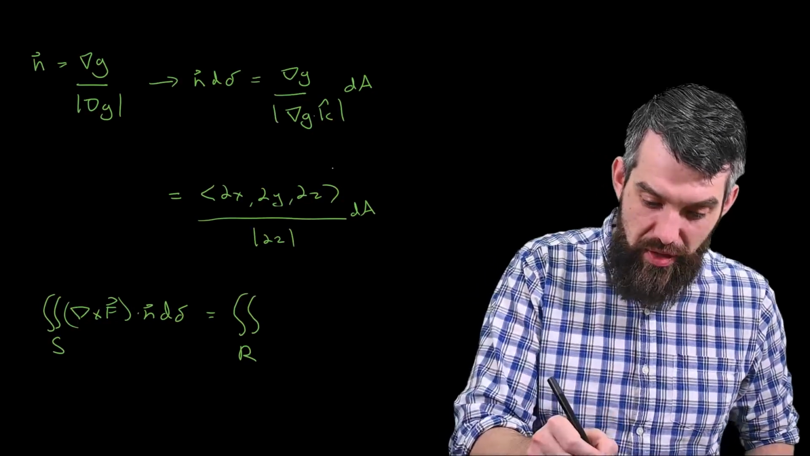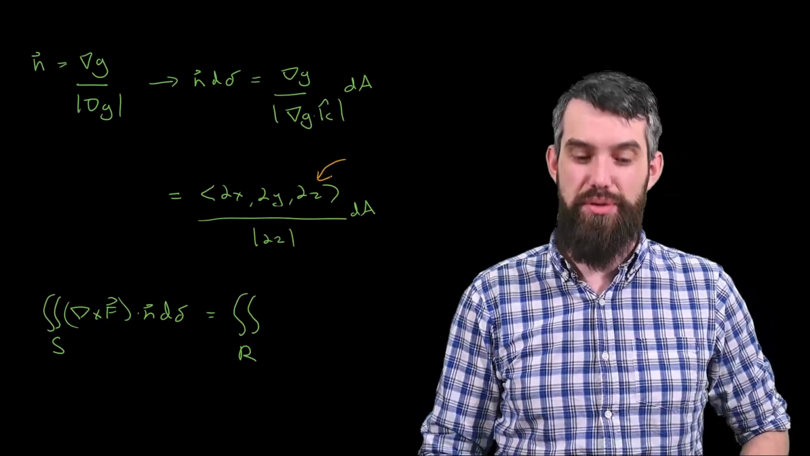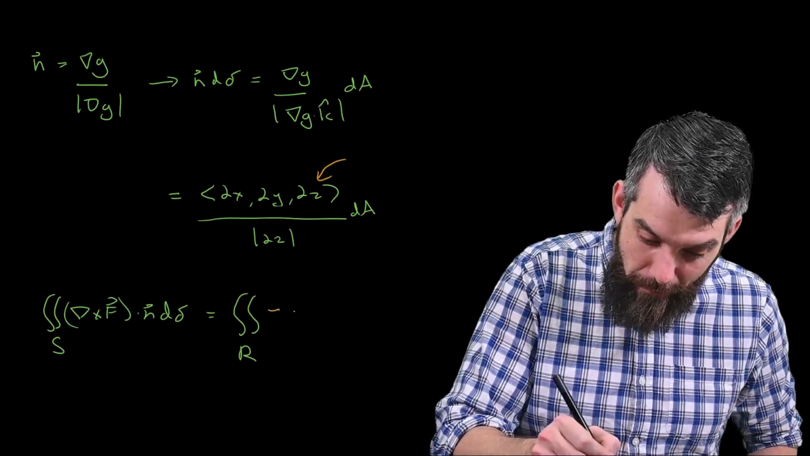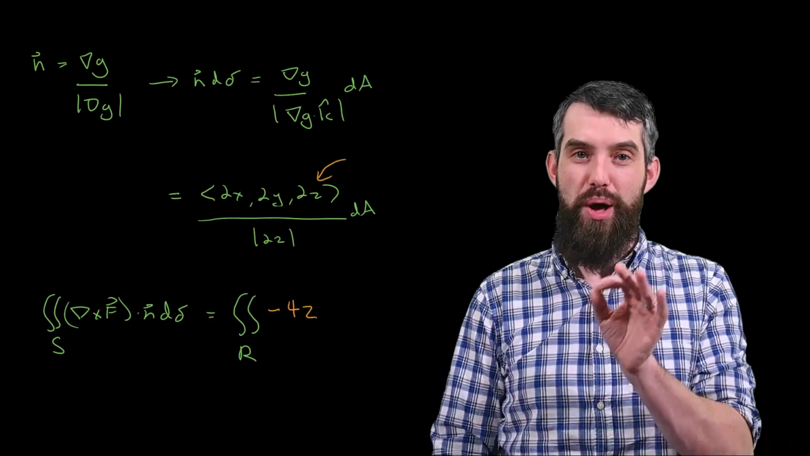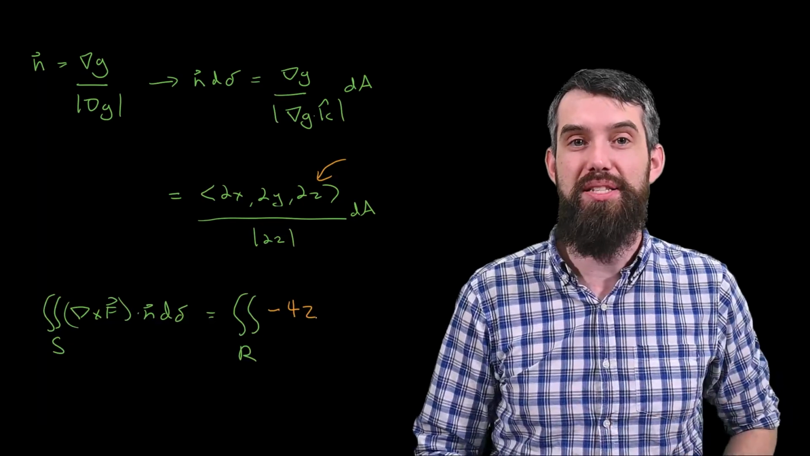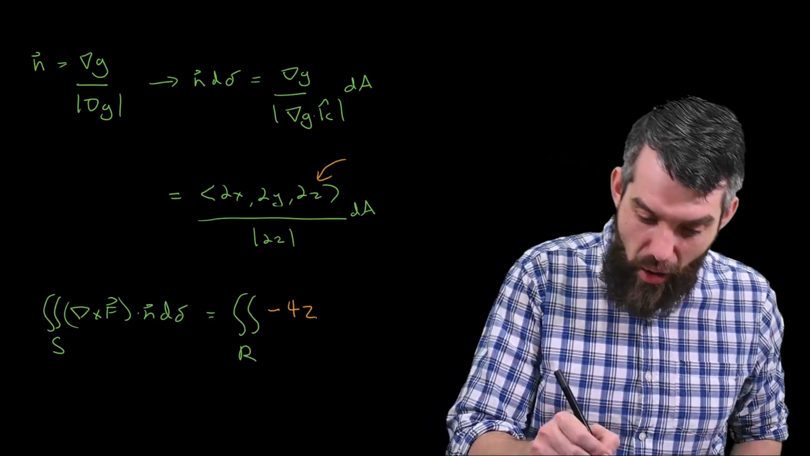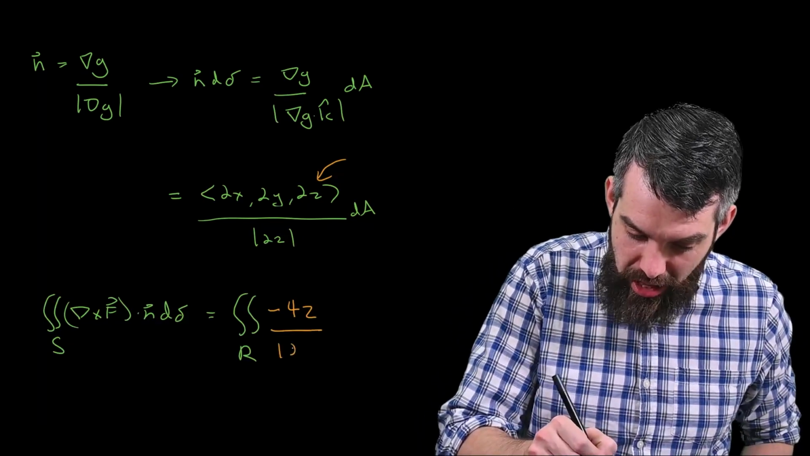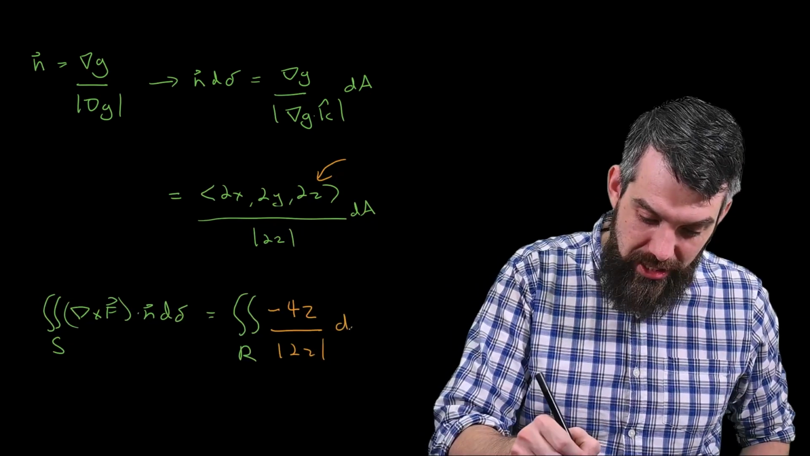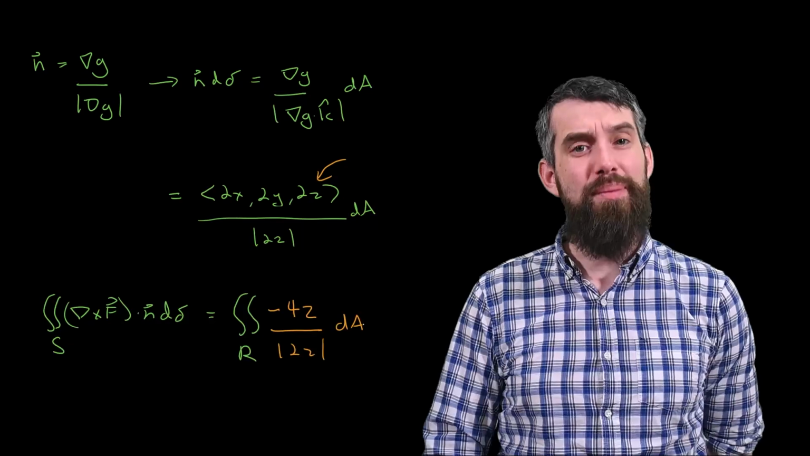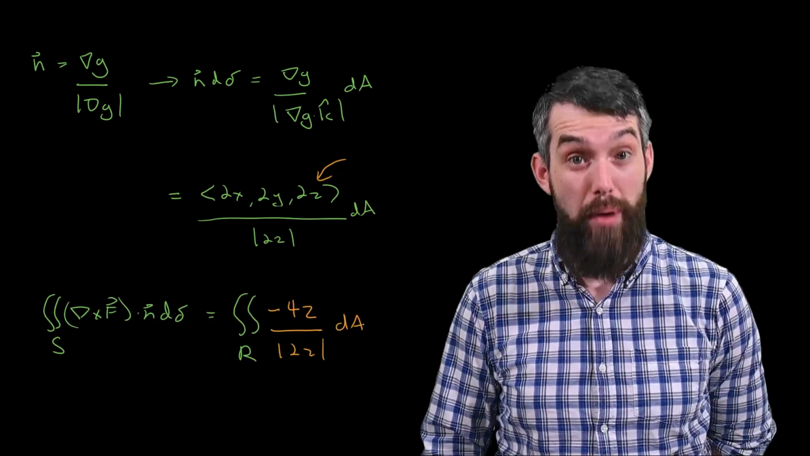So then here, the only k hat component is the 2z. So what do I have? I have a minus 4z. That's the dot product between the minus 2 in the k hat and this 2x, 2y, 2z, all divided by the length of 2z, multiplied by dA. And I still haven't figured out what the limits of my integration are. I'll do that in a moment.